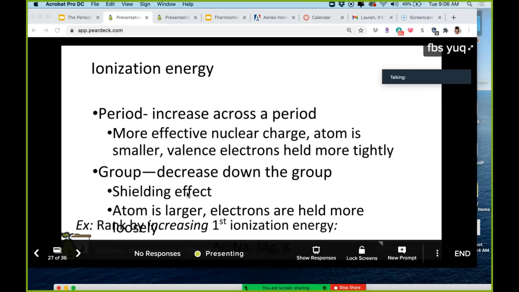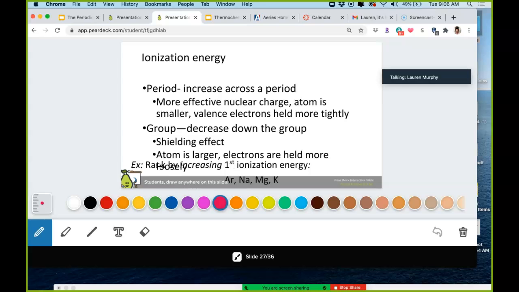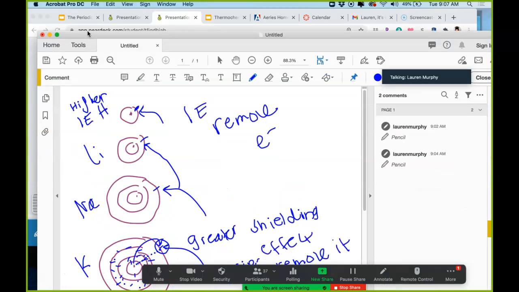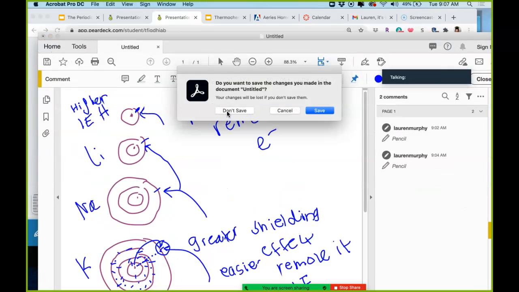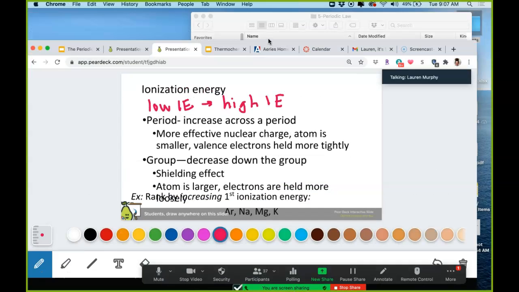Okay, so this was supposed to be ranking, and it looks like it says rank by increasing first ionization energy. Sorry, the formatting's a little bit off. So what does the word increasing mean? It means low ionization energy to high ionization energy. So I'm going to refresh my periodic table, and I'm going to circle where all of these are. Sorry, I gotta get my periodic table pulled up.